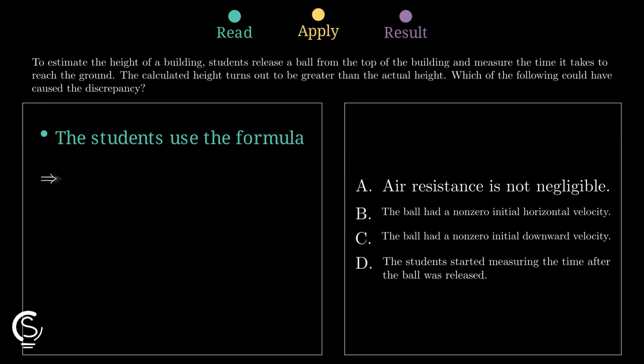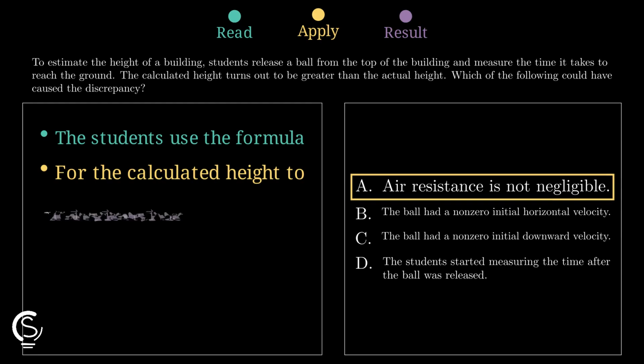If air resistance is not negligible, it slows the ball downward, increases fall time, and makes the formula overestimate the building's height. So that matches.